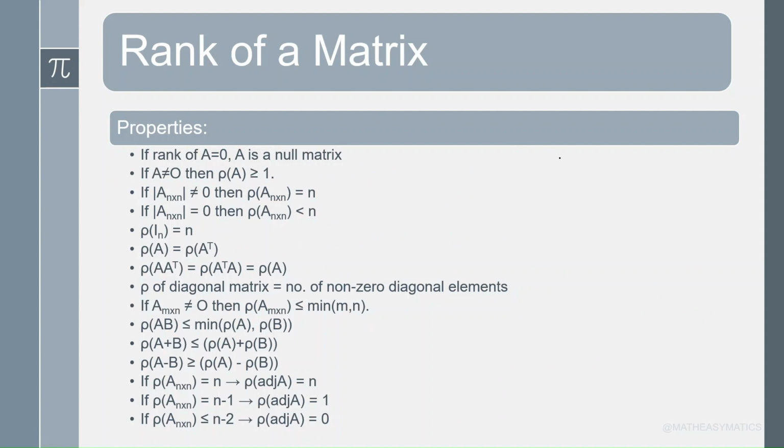So next we'll see properties. If rank of A is 0, A is a null matrix.